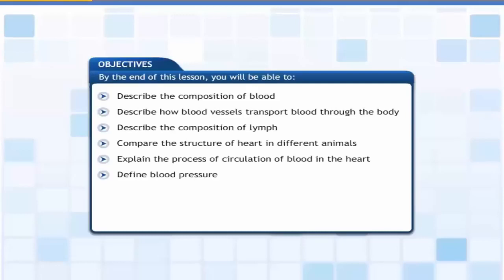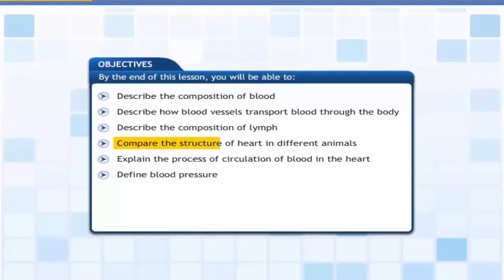This lesson explains how various substances like blood and lymph are transported through the bodies of animals. By the end of this lesson, you will be able to describe the composition of blood. Describe how blood vessels transport blood through the body. Describe the composition of lymph.